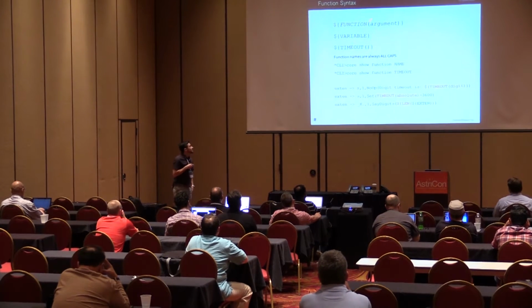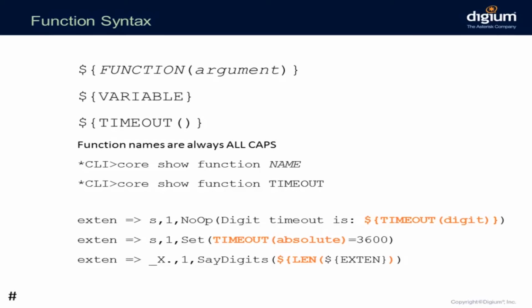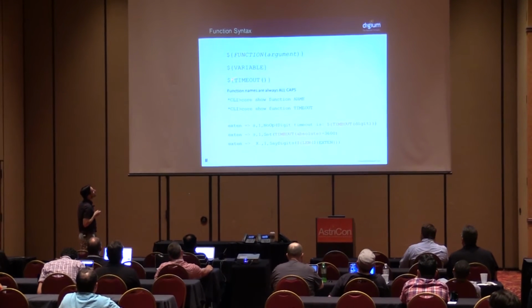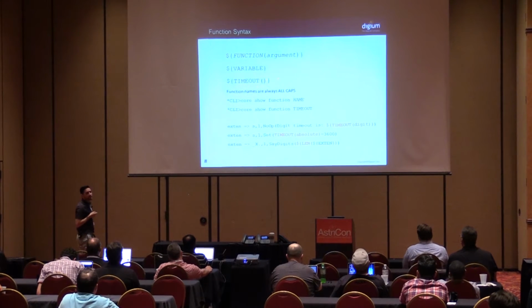The syntax: this is for variables, right? $, curly brackets. For functions, because they take arguments, we have the name of the function and then the arguments, which might be empty if that is what we want, but if we have arguments, then we need to specify those. For example, the timeout function. So what is the value of the timeout right now?